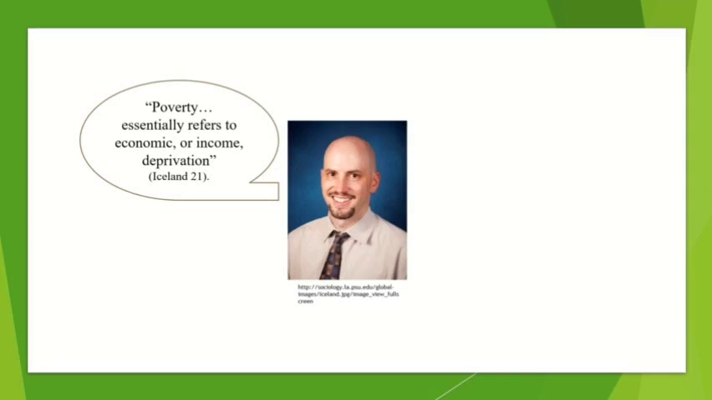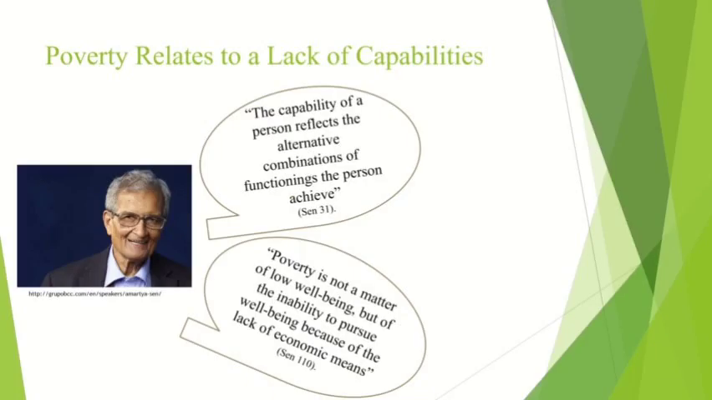But what are these so-called capabilities? In his paper, Capability and Well-Being, Sen describes capabilities as the alternative combinations of functionings a person can achieve, where functionings are the beings and doings achieved by a person. Poverty is not a matter of low well-being, but of the inability to pursue well-being because of the lack of economic means, which is essentially the result of having a lack of capabilities.